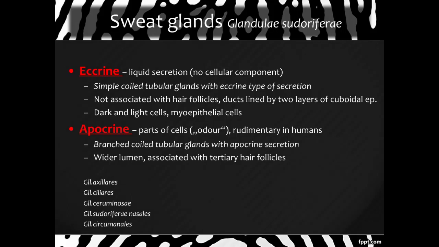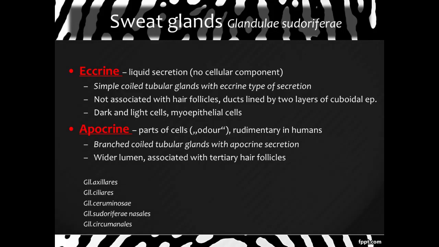So the sweat itself is a liquid, hypotonic, watery solution with low protein content, and it contains some amounts of sodium and chloride ions, urea, uric acid, and so on. But the production of sweat is very necessary for maintaining the temperature of the body and also the homeostasis of the blood.